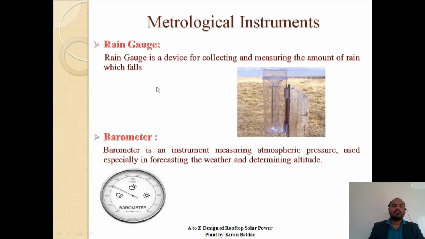Rain gauge. The rain gauge is a device for collecting and measuring the amount of rain which falls. How much rain is falling over the particular site where we want to install a solar power plant, we can measure by using the rain gauge instrument.